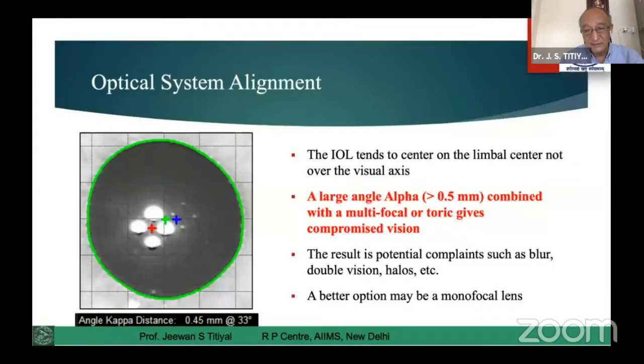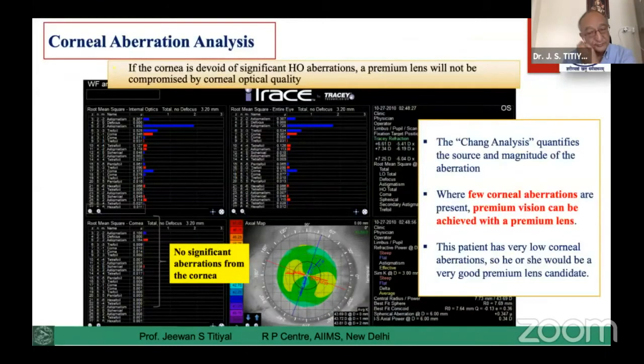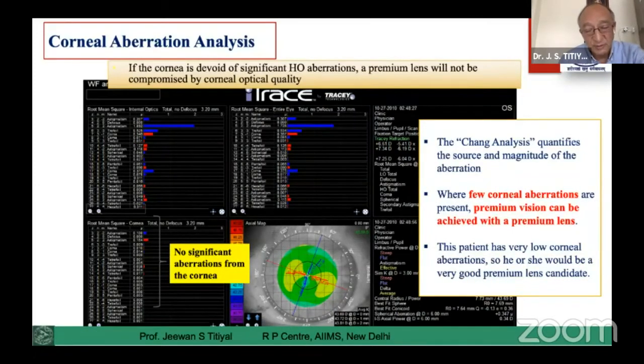Angle alpha was greatly discussed. A larger angle alpha will definitely be a problem for all types of lenses, except for a spherical lens, and that has to be taken into consideration. Another important thing is separating the total aberration from the corneal aberrations. If you see here, this patient doesn't have a significant corneal aberration. So this is a good case for a toric or a multifocal, which Dr. Rajesh is going to cover. The cornea is healthy, with no aberrations. The outcome is going to be much better in terms of quality of vision. If you look at the point spread function or MTF values, they will be very good in this patient.